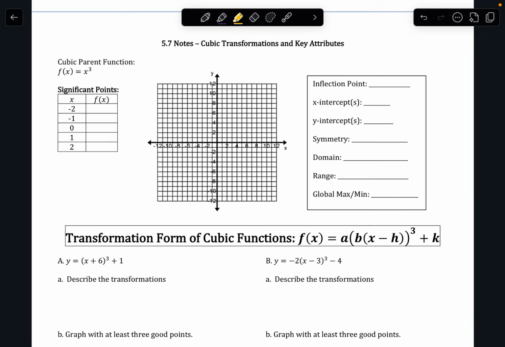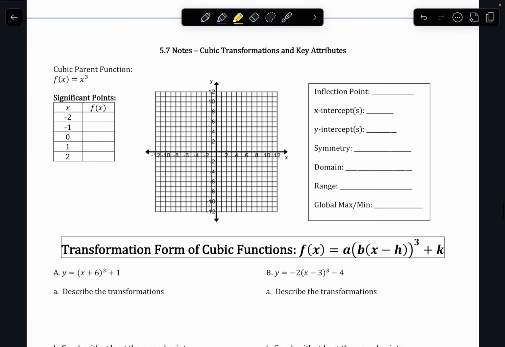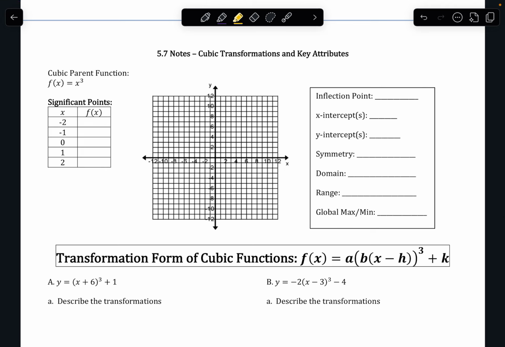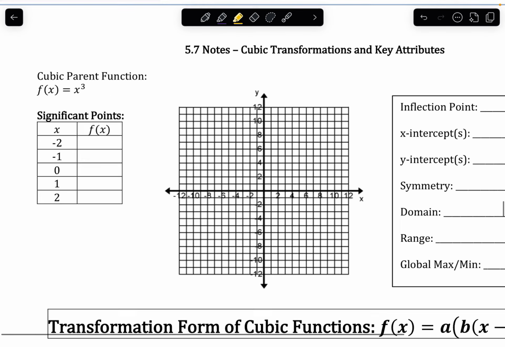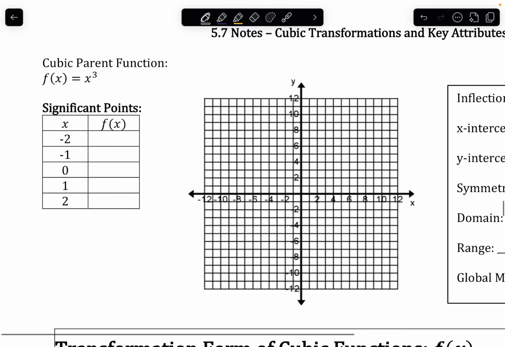All right, in this lesson, we are going to graph cubic functions and identify key attributes using transformations. And so the cubic parent function is x cubed, all by itself, just x cubed. And so to get some significant points, if I plug in -2, cubed is -8. -1 cubed is -1. Remember, when you raise a negative to an odd power, it stays negative.